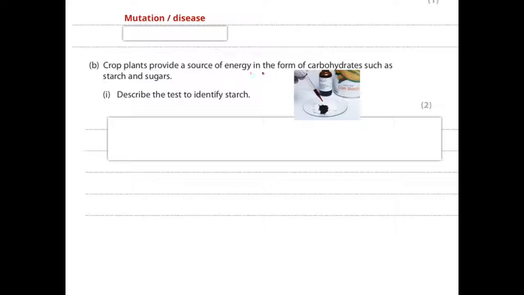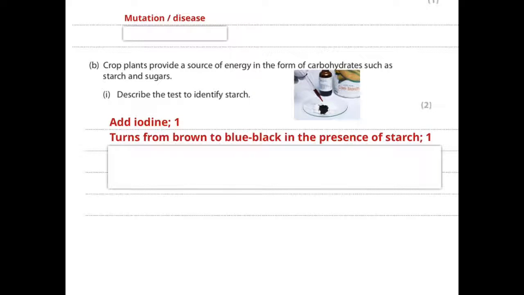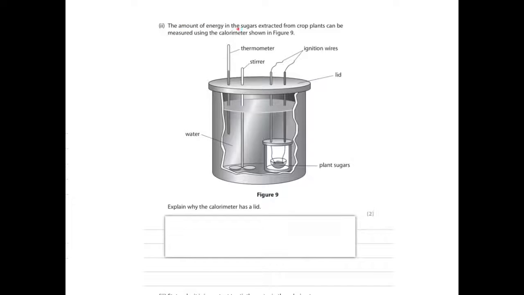Crop plants provide a source of energy in the form of carbohydrates such as starch and sugars. Describe the test to identify starch. Starch is detected by iodine, which goes from brown to a bluish black. So that's the test described, basically. Add iodine and it turns from brown to blue-black in the presence of starch. 2 easy marks.